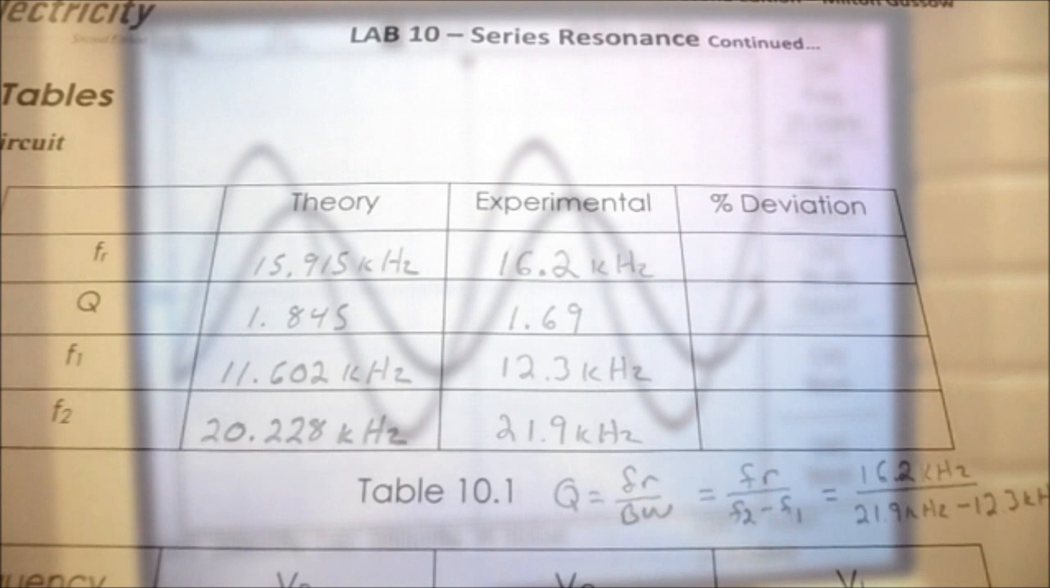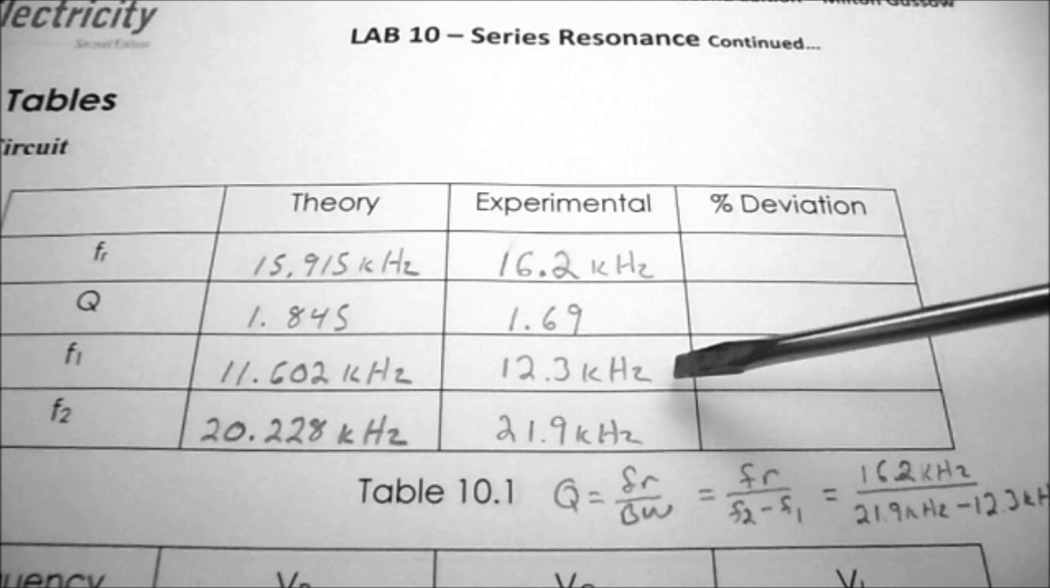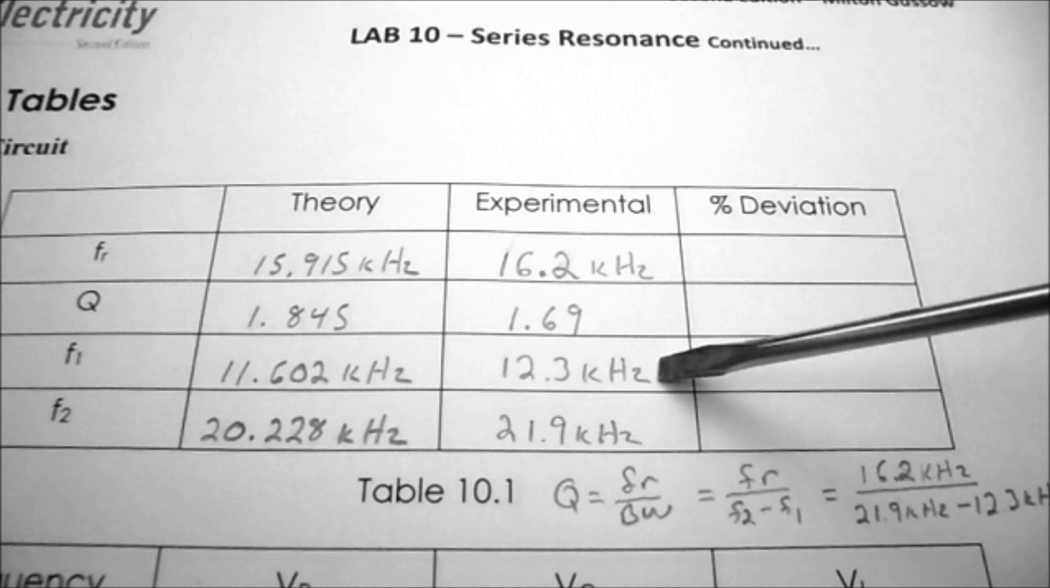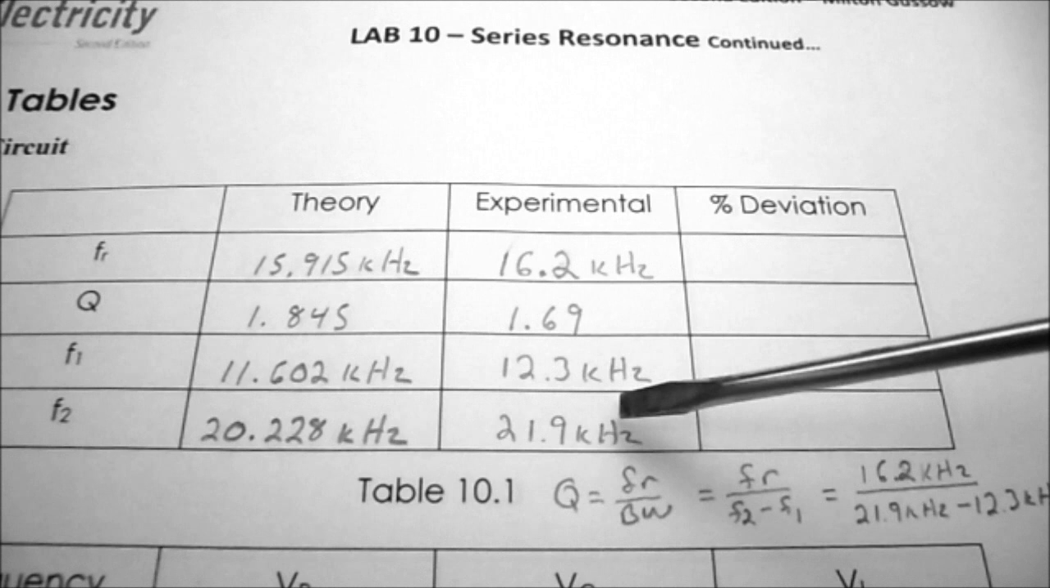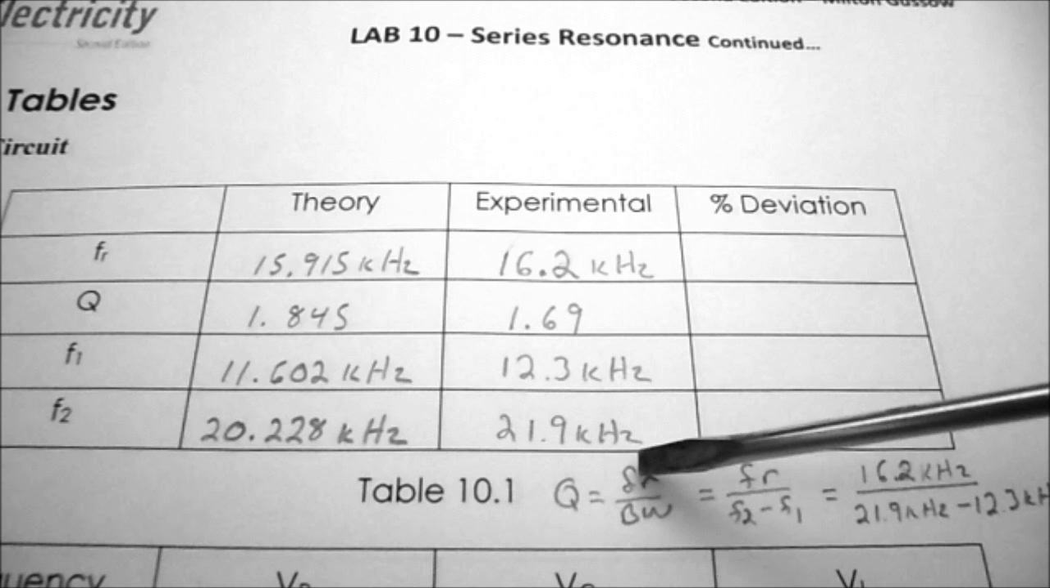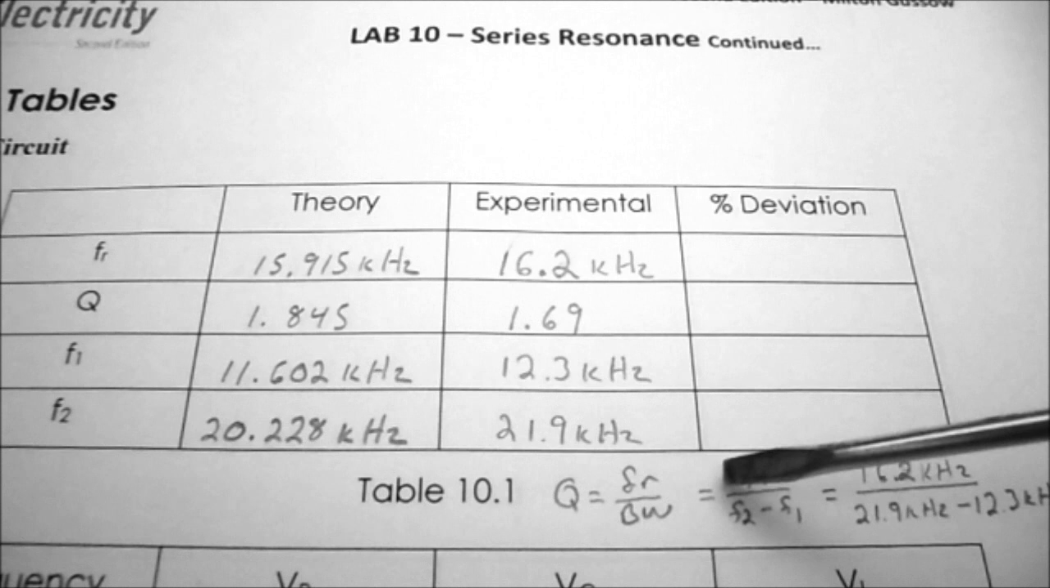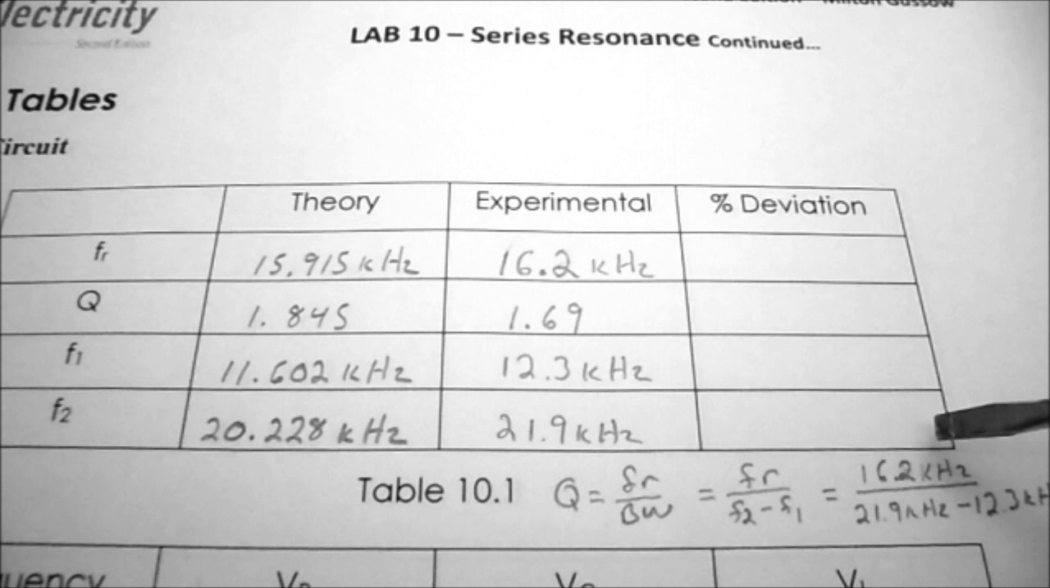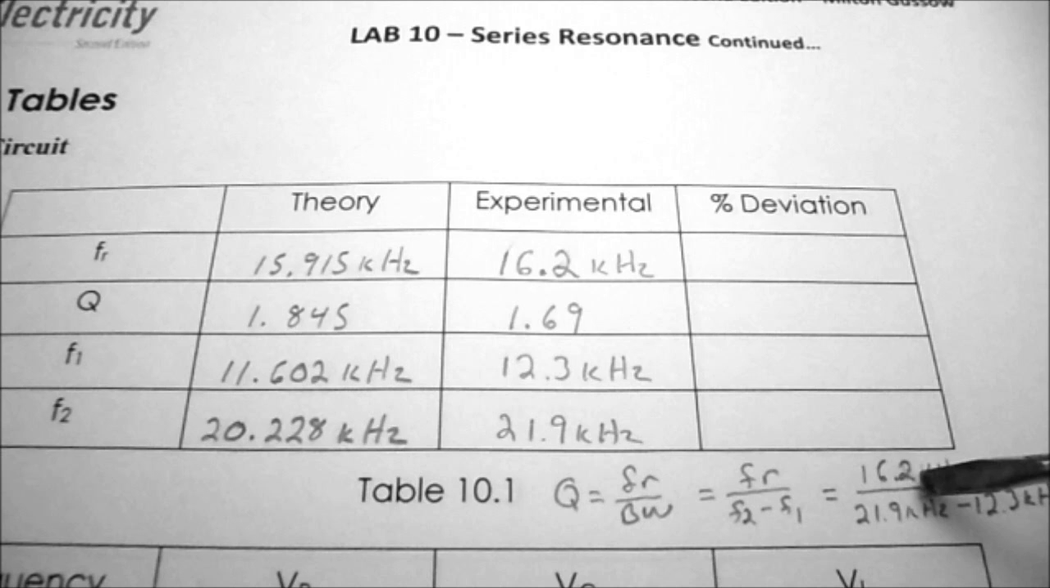So coming back to table 10.1, I've filled in F1, or the lower corner frequency, as 12.3 kilohertz, F2, the upper frequency, as 21.9 kilohertz, and Q is equal to the resonant frequency divided by the bandwidth. So that's equal to the resonant frequency divided by F2 minus F1. So it's 16.2K divided by 21.9K minus 12.3K. And that worked out to 1.69.